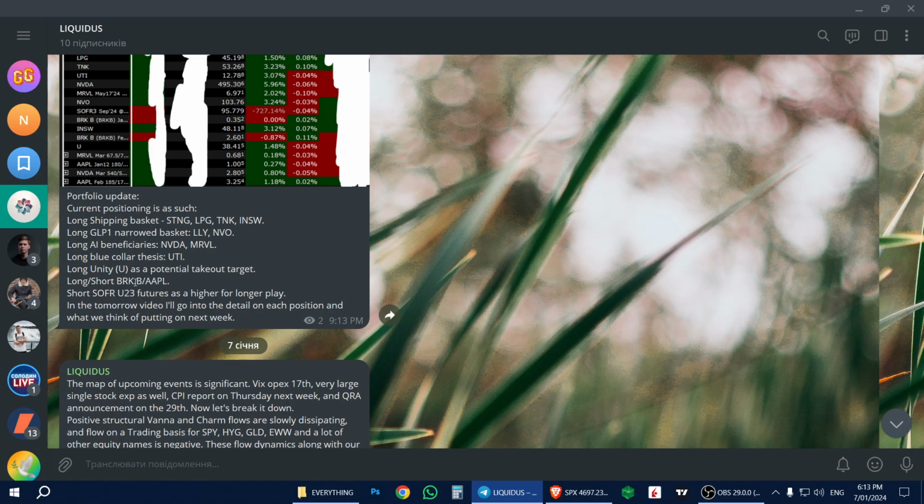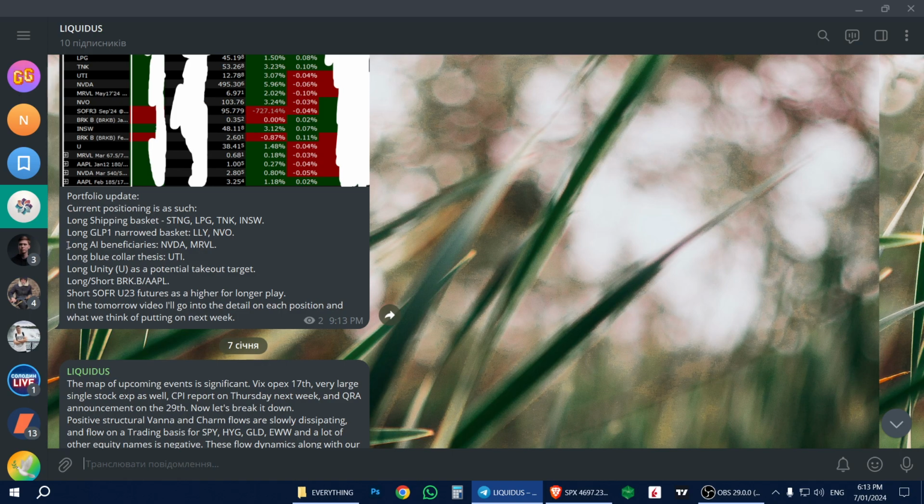Long BRK, we discussed this. Lily and VO, we discussed this as well. The other thing is a couple of other plays. Let's go through the couple of other plays. UTI, we discussed that.